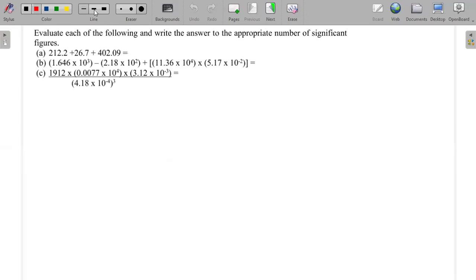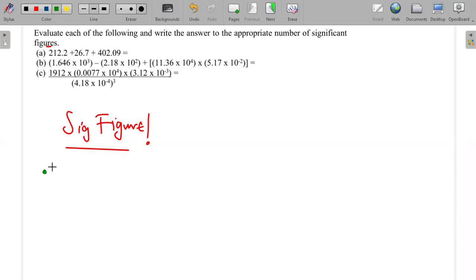Question 1 says evaluate each of the following and write the answer to the appropriate number of significant figures. So this first question is actually on what? Significant figures. Before we even answer this question, we need to know the rules that govern significant figures. First of all, you need to know how to count significant figures. If you are given any number, how do you know which digits are significant and which are not? So we have to know the rules. I'll go over the rules.